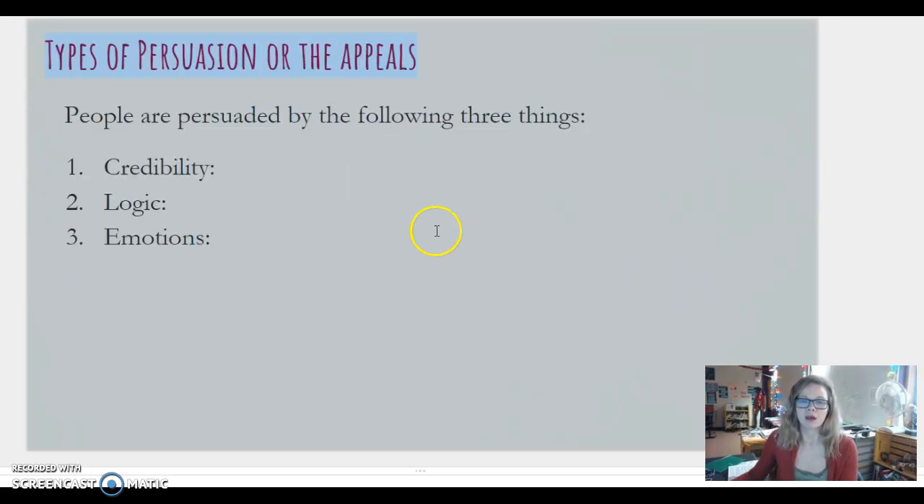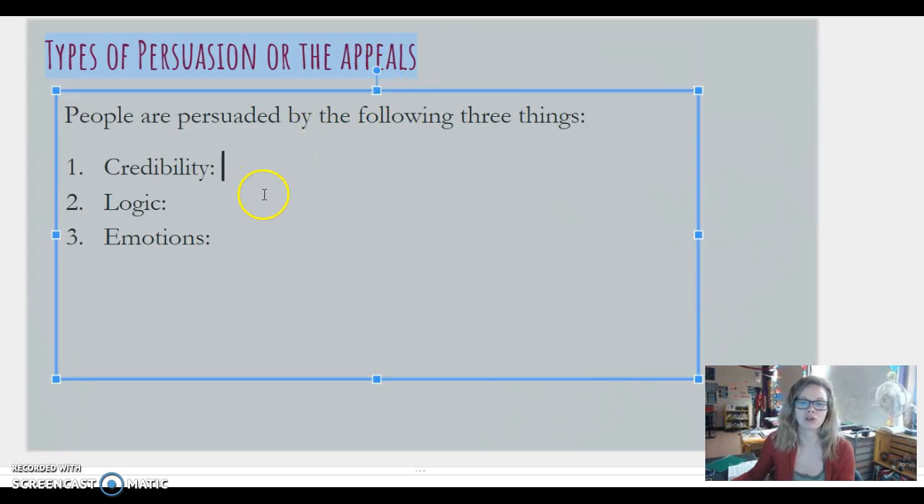Okay, now we have the types of persuasion. They're also called the appeals, or the 3 ways that you appeal to someone, try to change their mind, basically. So these are the 3 ways that you can convince someone to do something for you, or get them to change their opinion. And you can use all three of these together, or you can use them separately. It depends on you and the situation or the writing, what you're doing.